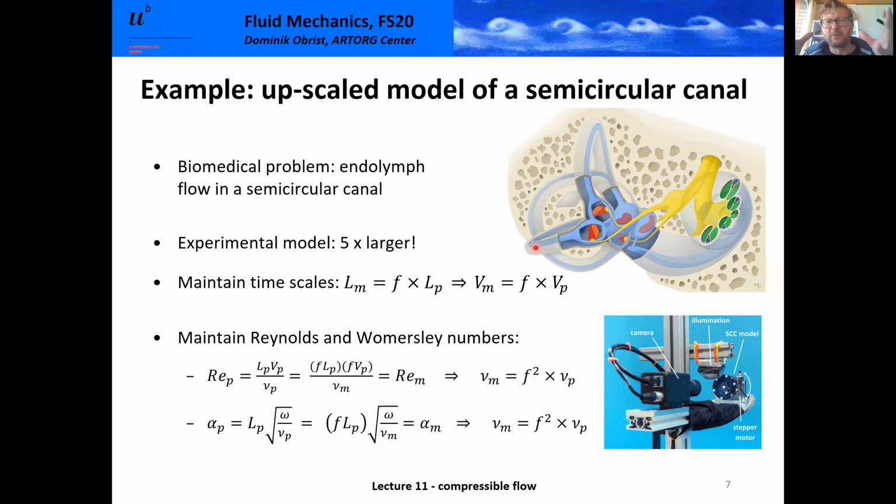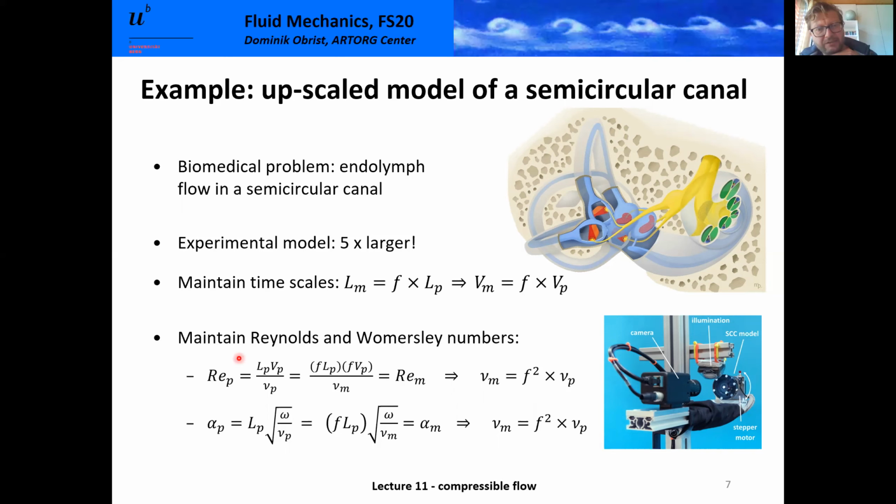So we wanted to build a model which was approximately 5 times larger, so we have accessibility to it. We wanted to increase by this factor F, 5, and at the same time we wanted to maintain the time scale. So if something is flowing, we wanted it to move from A to B in the same time. So making it 5 times larger also meant that we wanted to have a 5 times higher velocity.